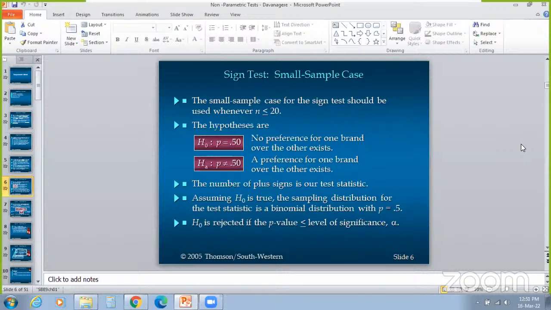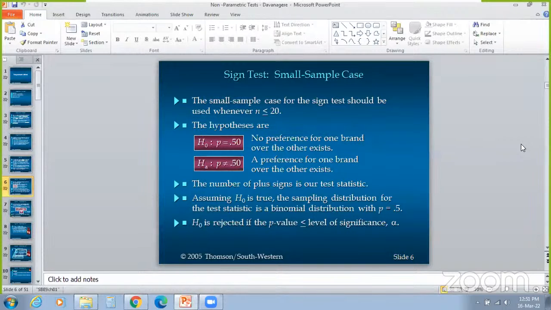The next step is that the number of plus signs is our test statistic. Out of the plus and minus signs, which should we count? We use only the plus signs. Assuming the null hypothesis is true, that is, no difference in the preference, the sampling distribution of this test is a binomial distribution.